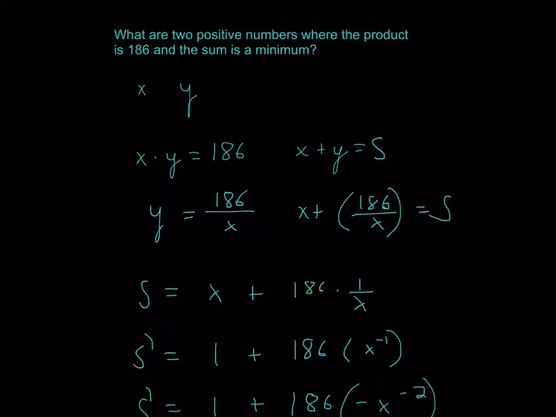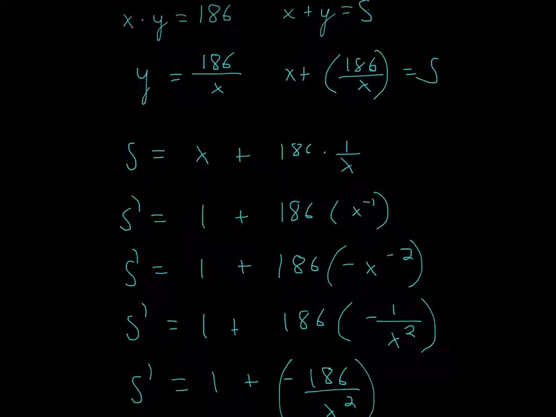So now what we can do is solve for one of the variables. We can divide by x on each side, so y is equal to 186 divided by x. Now over here, for x plus y is equal to s, we can plug in y, so it's x plus 186 divided by x is equal to s. So now we can keep that equation, and I pulled out the 186, so it'll be easier for you to see.